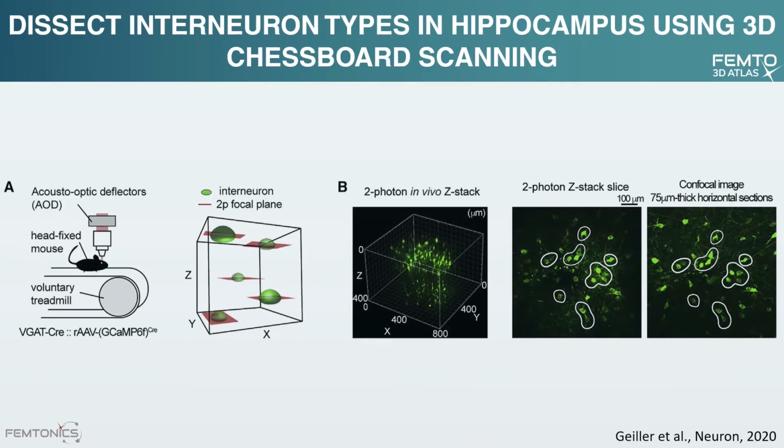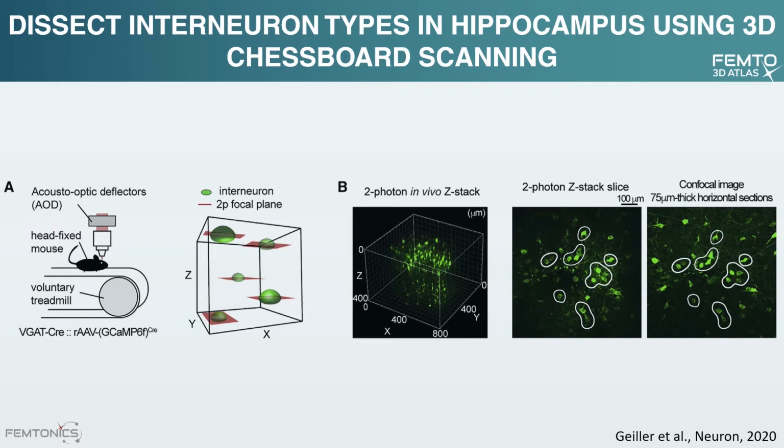FEMTO3D Atlas and its 3D chessboard scanning mode was essential to obtain the results of another high-profile paper coming from the Losonczy lab. The authors combined functional imaging by FEMTO3D Atlas with post-hoc immunohistochemistry to link morphology, function, and molecular identity of inhibitory cell types in the hippocampus.